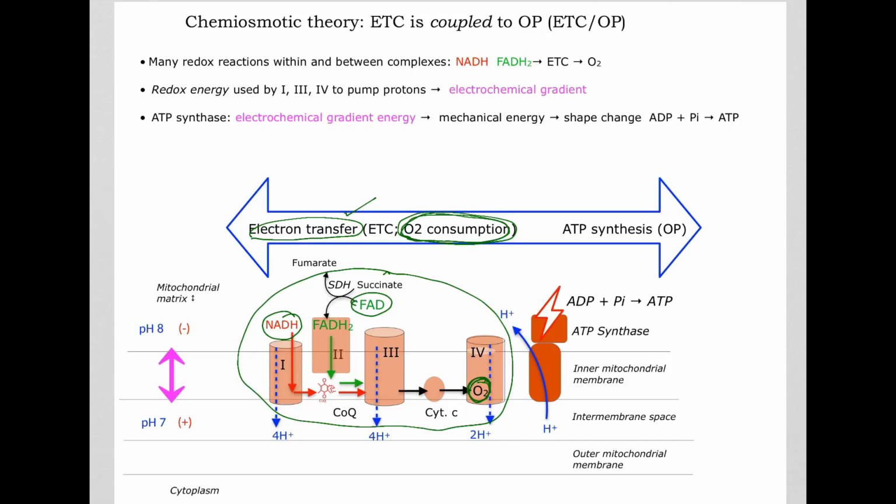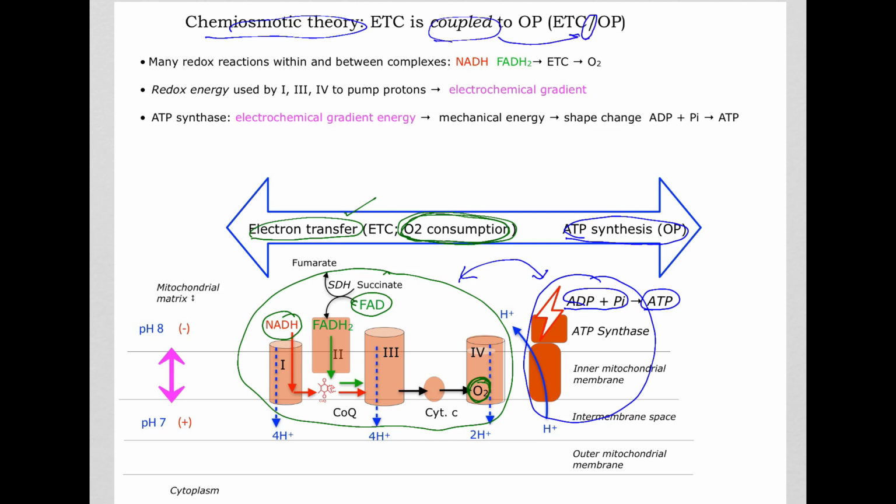The second part is ATP synthesis or oxidative phosphorylation. So that happens here by ATP synthase. This is the enzyme that takes ADP and Pi and generates ATP. And according to the chemiosmotic theory, these two are coupled. ETC is coupled, and that's what the slash here means. ETC is coupled to oxidative phosphorylation.